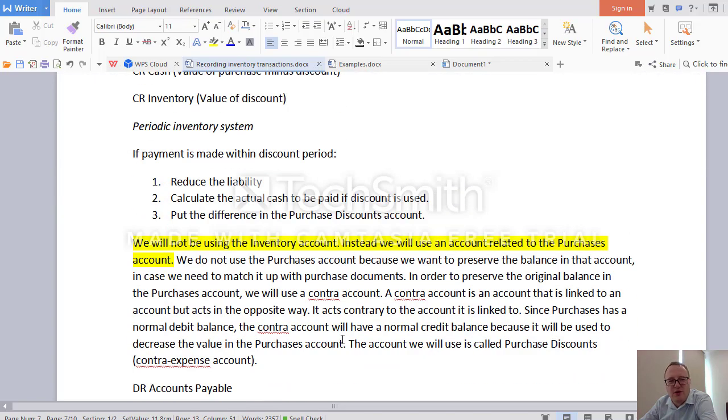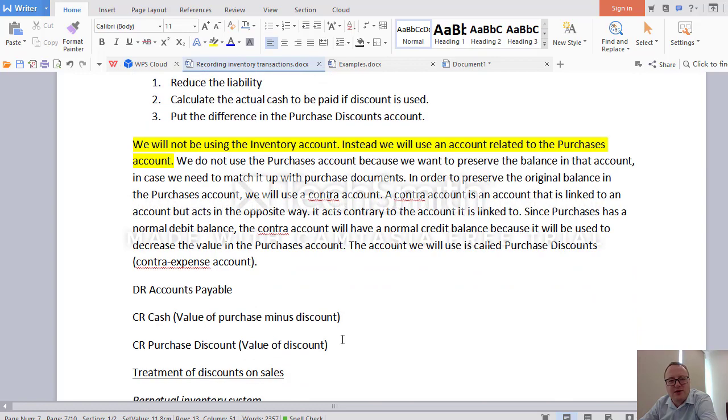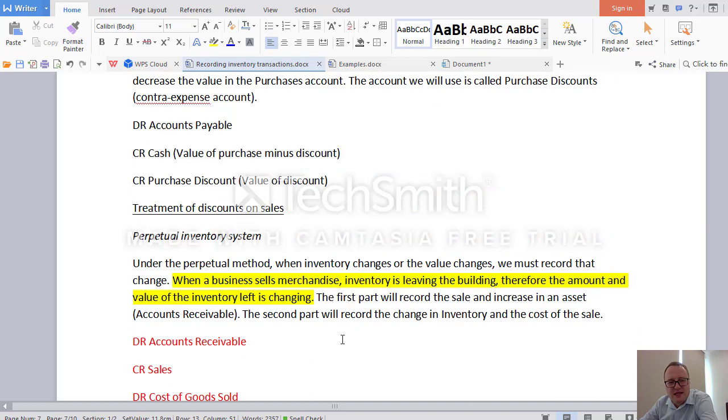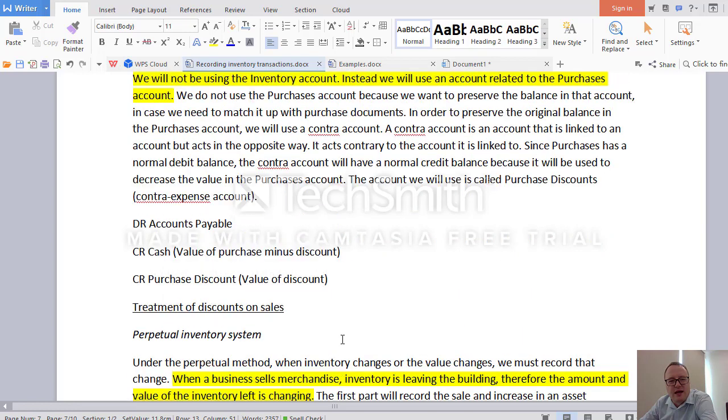With periodic inventory system, the only difference here would be, accounts payable is still the same. It will be debited, credit cash, but here instead of inventory account you will have purchase discount, because we are not using the inventory account, we're using purchase account. So it will be 4,850 and 150. So we looked at the perspective of the buyer.